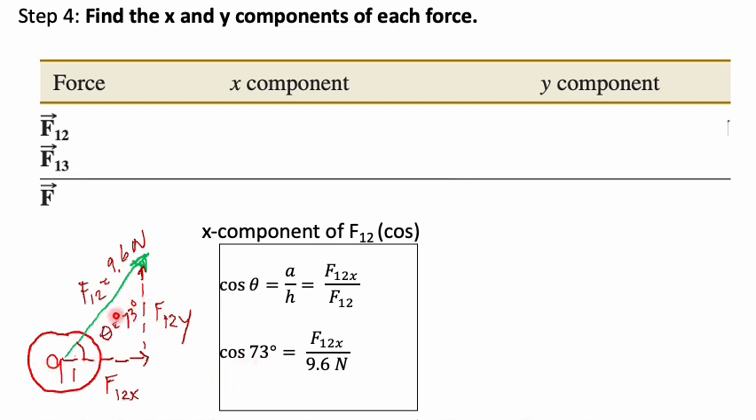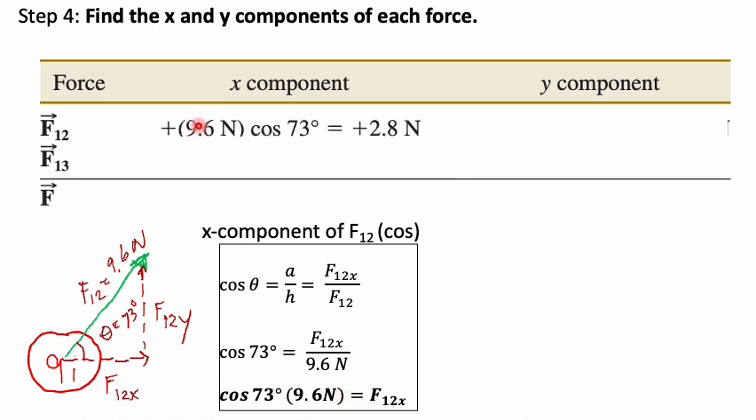Just substitute the values. Cosine 73 degrees is equal to the X component of F12 over the force on charge 1 by charge 2. Now just rewrite this formula to get the value of the X component of F12. So we have 9.6 newtons times cosine 73 degrees, which is equal to 2.8 newtons. So that is the value for our X component.